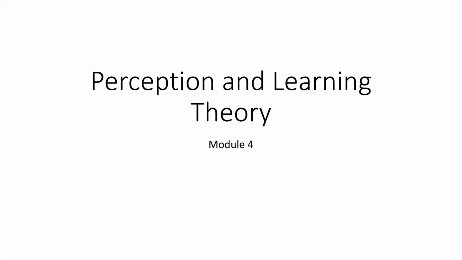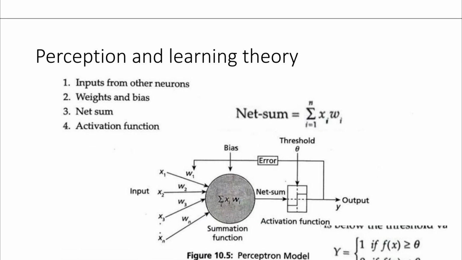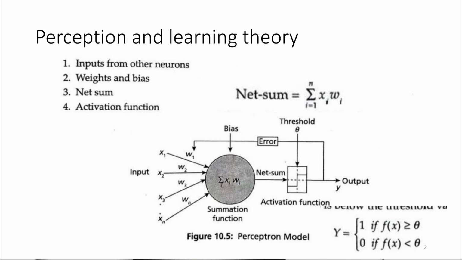Dear students, in this presentation we will discuss a problem on artificial neural networks, that is, on perceptron and learning theory. As you can see in the diagram, there is a node, which is also called the place where the summation function is implemented. This is that summation function, which receives n number of inputs like x1, x2, x3, up to xn.